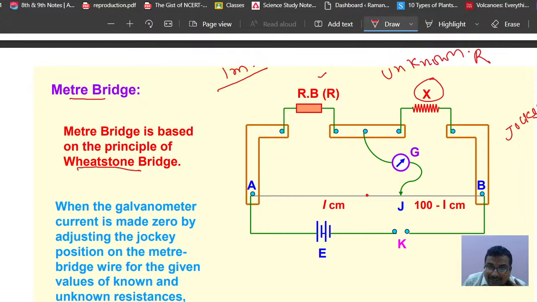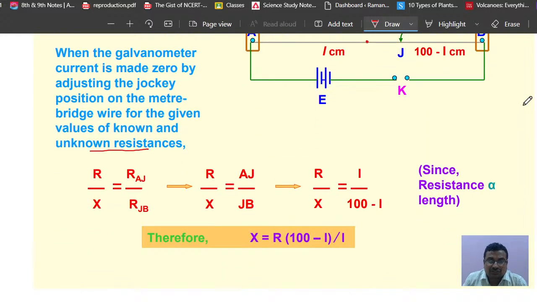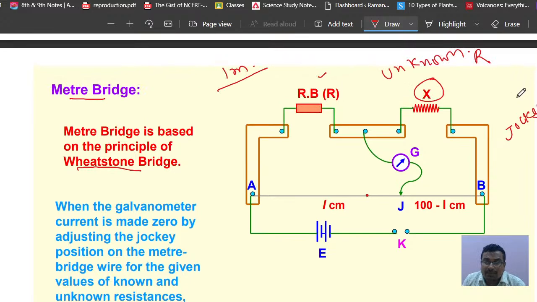By finding the zero deflection and the length while moving the jockey on the meter bridge, we can find the unknown resistance. The meter bridge works on the principle of the Wheatstone bridge. So by the formula X = R(100 - L)/L, using the meter bridge, my dear friends, we can find the value of the unknown resistance.